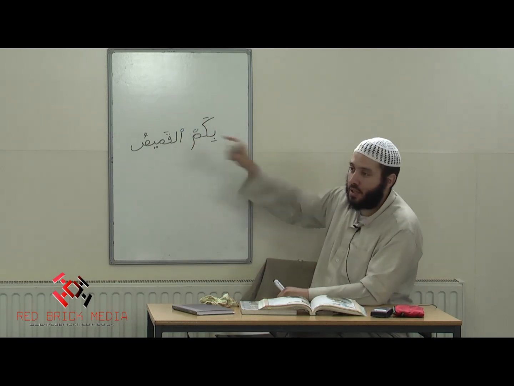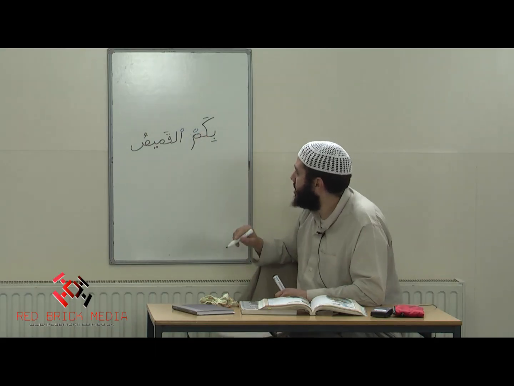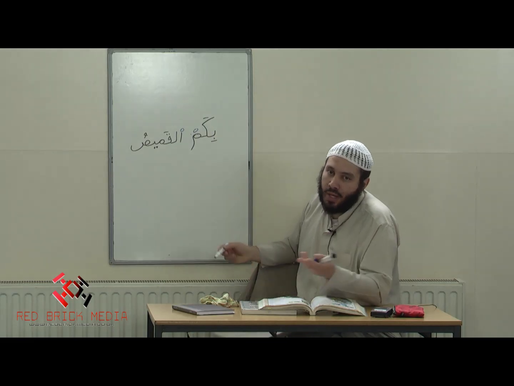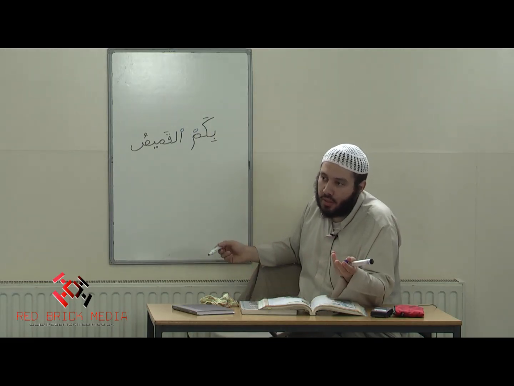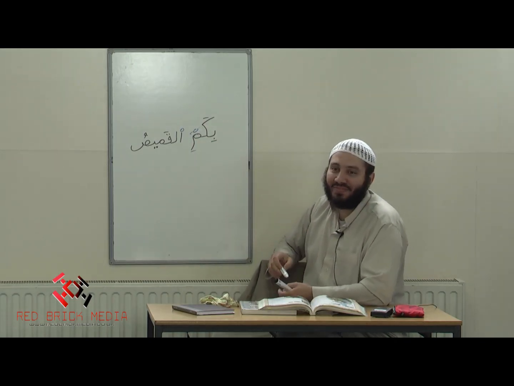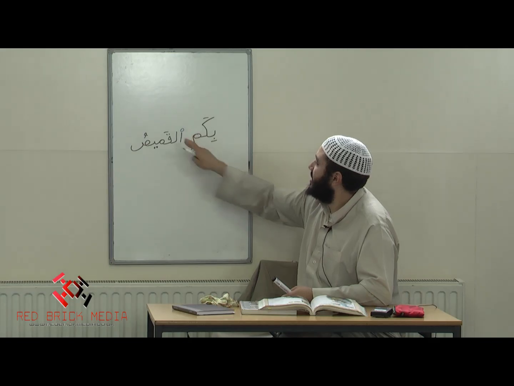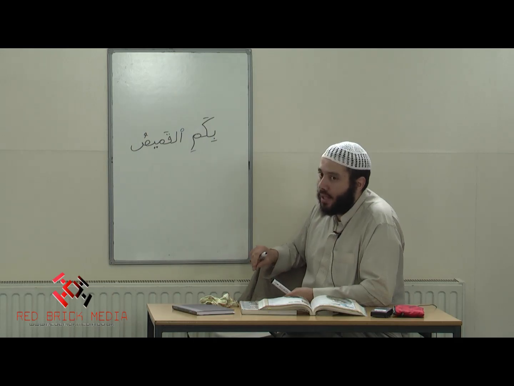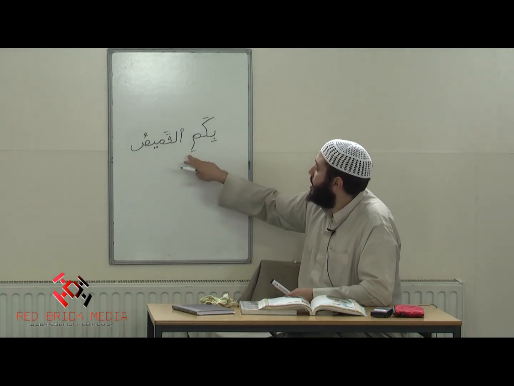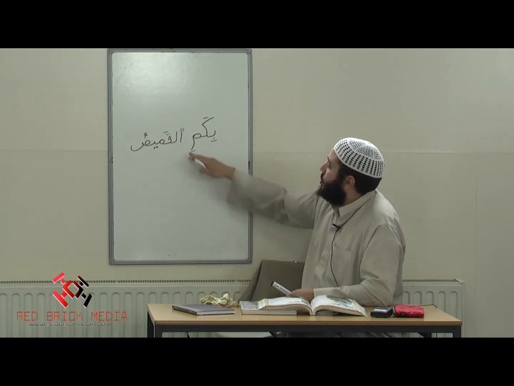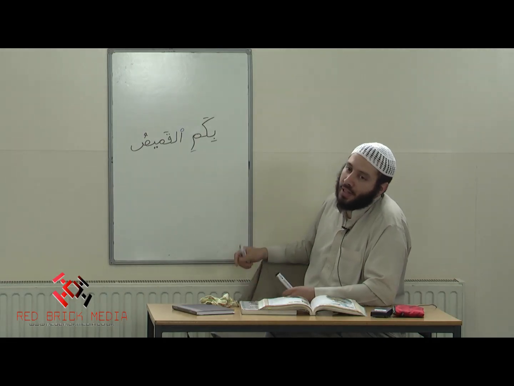It was like this before: bikamil qamis. You see? Two sukoons next to each other. One has to compromise. Which one is that? The first one. No. Yes, the alif. Alif has sukoon. Bikamil qamis. Two sukoons next to each other is not allowed.